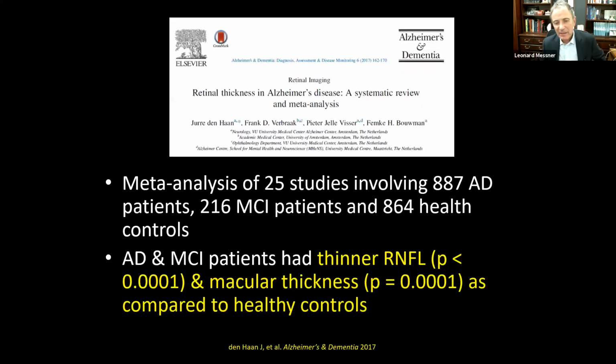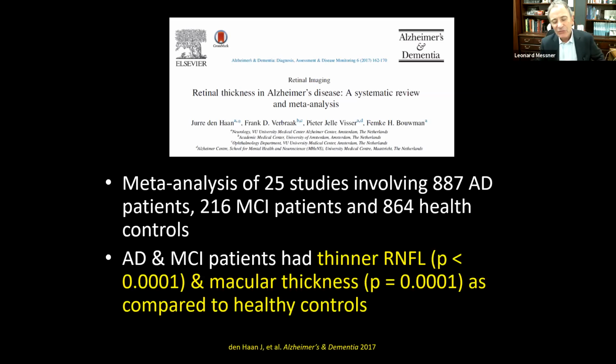There's a particularly nice paper in 2017 reported in Alzheimer's and Dementia by DeHaan and colleagues, where they did a meta-analysis of 29 studies at the time, looking at over 1,000 individuals with either Alzheimer's dementia or mild cognitive impairment, and comparing these individuals to otherwise healthy age-matched controls. What they found was significantly thinner retinal nerve fiber layers, as well as macular thickness. And we now know that macular thickness is an indirect method of looking at the ganglion cell layer or the ganglion cell complex.